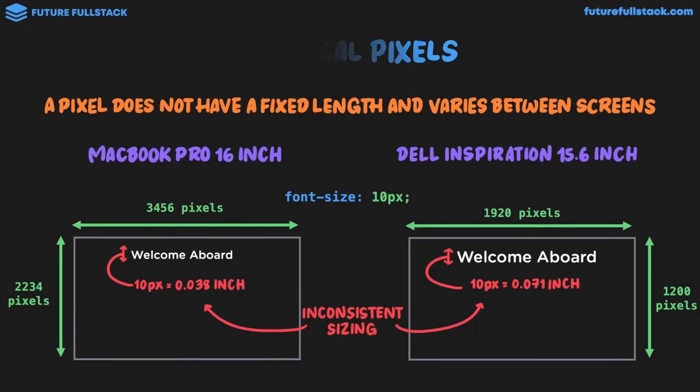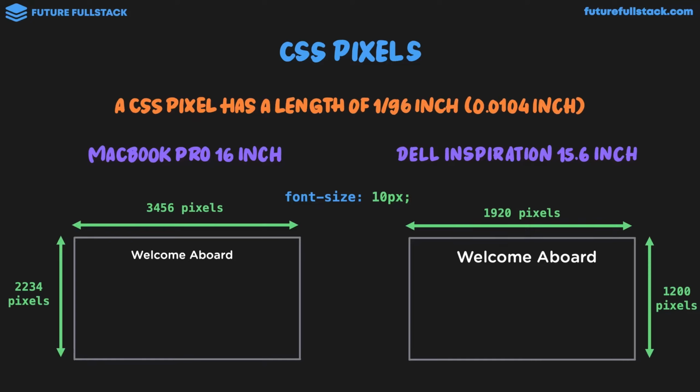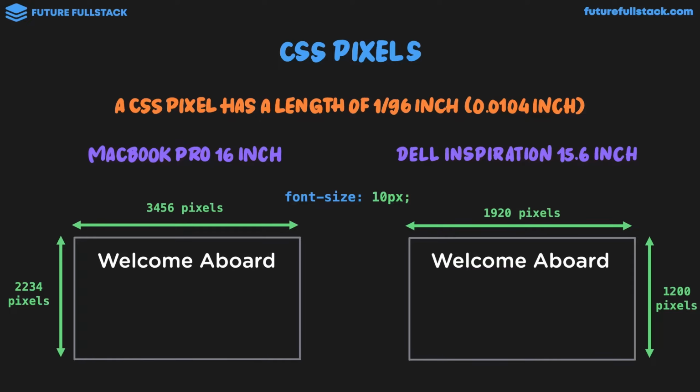So, to handle this problem, we have CSS pixels. A CSS pixel has a length of 1 divided by 96 of an inch. That is 0.0104 of an inch. So a CSS pixel does have a fixed width. Applying a font size of 10 pixels means that our text will be the same size. That is 0.104 inch on our MacBook Pro, which is the fixed CSS pixel length times 10. And on the Dell Inspiron, the font size will be the same. That is the fixed pixel length times 10.